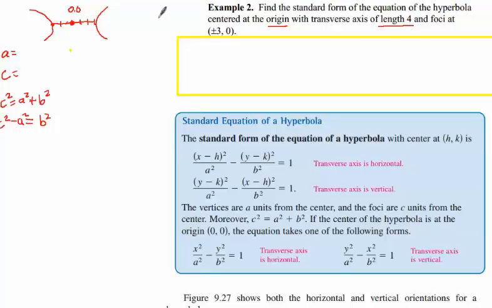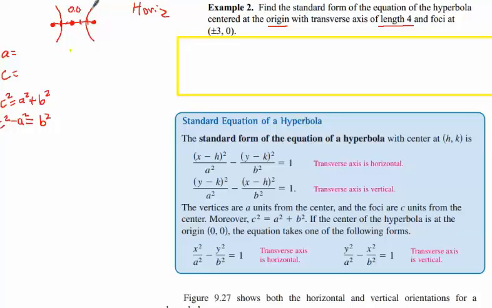So we now know that this has a horizontal transverse axis. And they said the length is 4. Whoops, I'm crossing my terms up, I'm sorry. So here we go, let's go back. At 3, those are our foci, at plus and minus 3, comma 0.